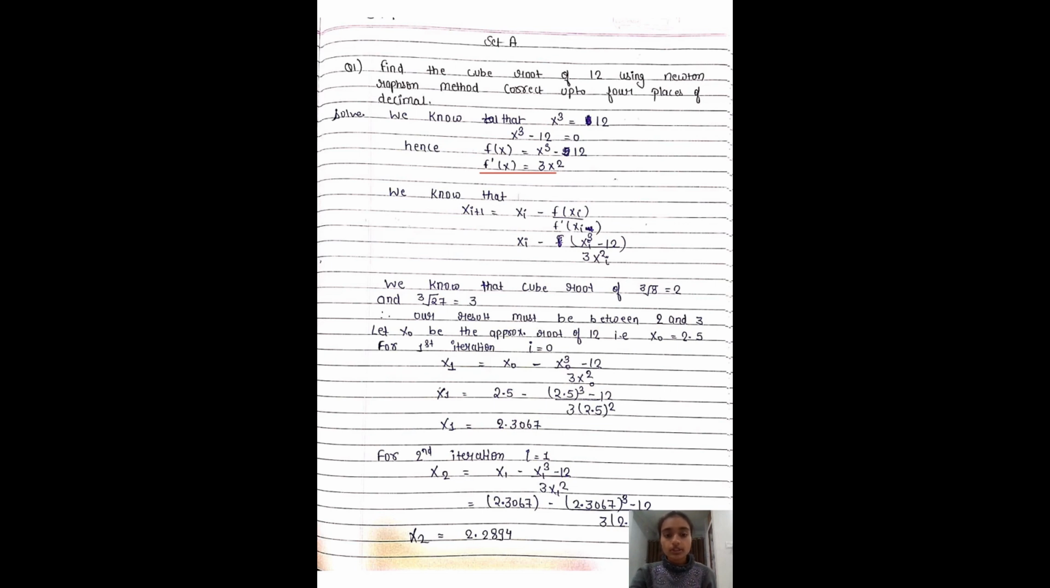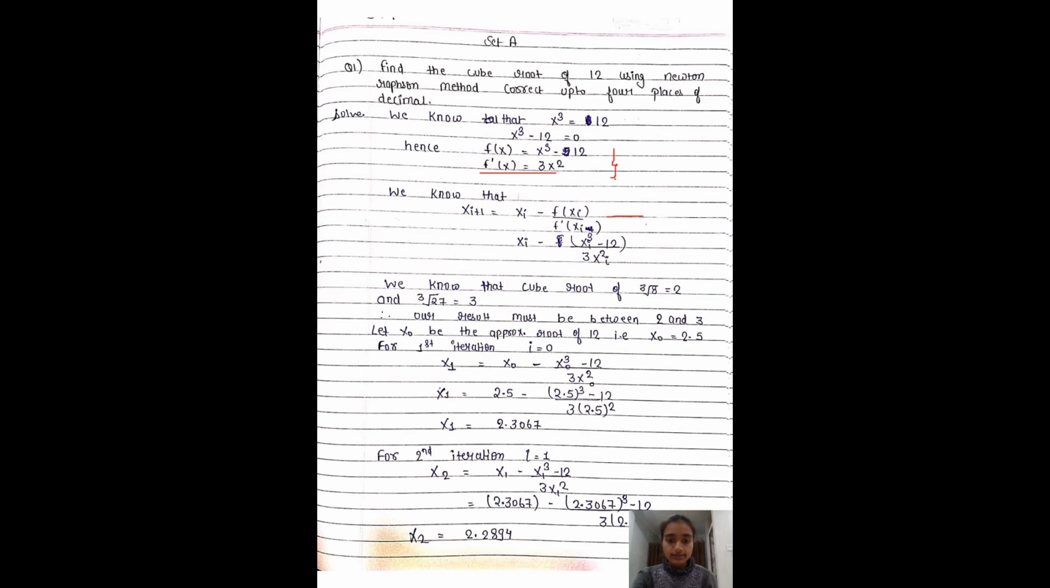So we know that the Newton-Raphson formula is x(i+1) equals xi minus f of xi divided by f dash xi. In this formula we have to put the value of our functions. After putting the functions, we get xi minus (xi cube minus 12) divided by 3 xi square. Then we know that the cube root of 8 is 2 and cube root of 27 is 3. Hence our 12 is lying between 8 and 27, so the result must be between 2 and 3. So let x0 be the approximate root: x0 is equal to 2.5, and for the first iteration i is equal to 0.